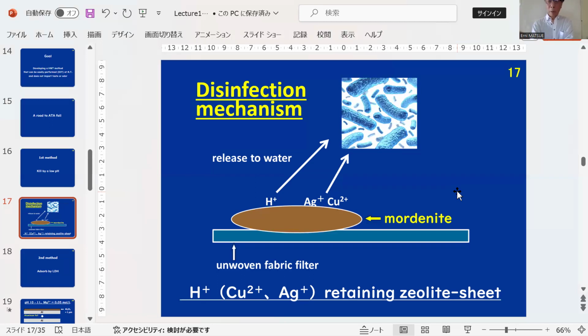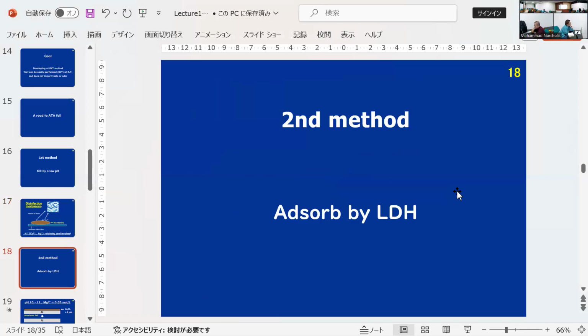But African people don't want to drink acidic water because their water is usually alkaline. Okay, then I give up this method because they don't like acidic water. Then I go to the second method, absorption of bacteria by LDH.